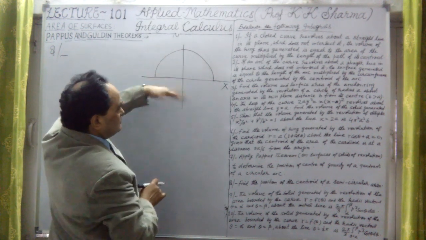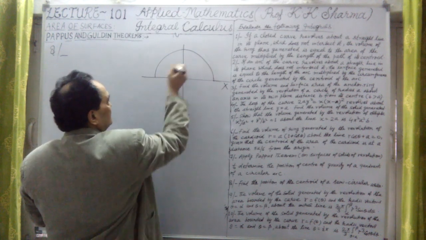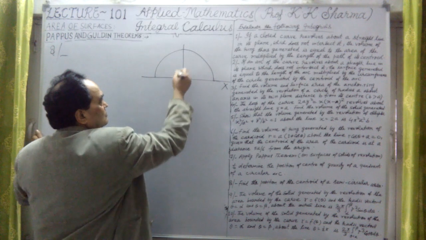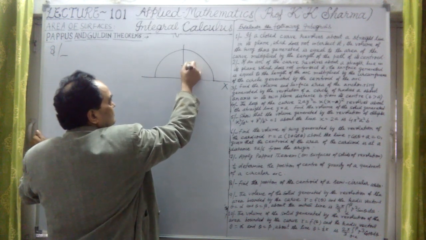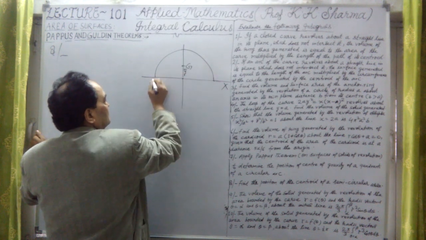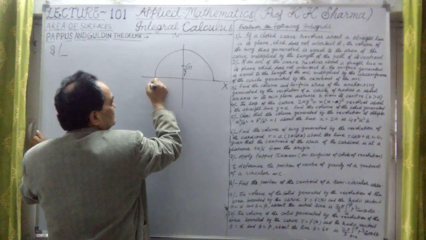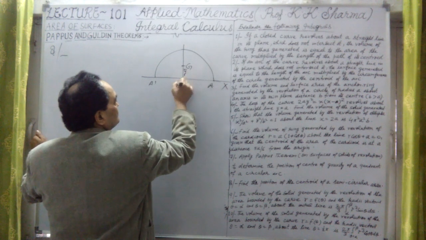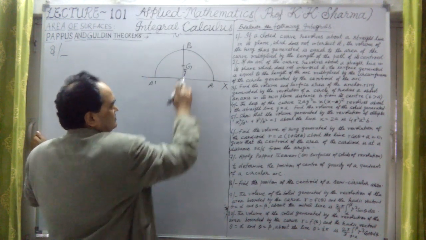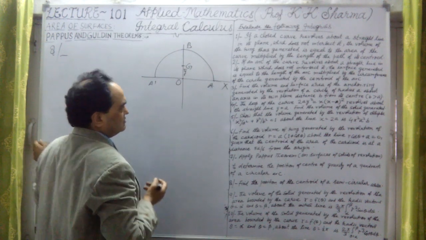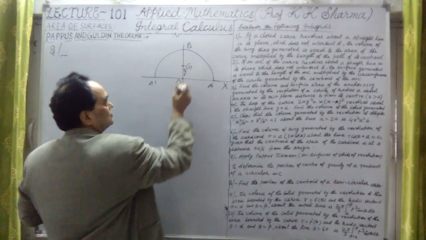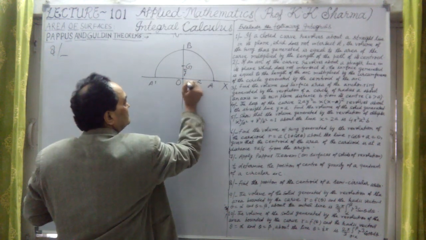Now if this semicircular area is revolved about this line, then the centroid will lie here. The centroid is G here. Let me take this y bar. This is suppose A dash, this is A, this is point O, and let me take point B here. So we can take the semicircle like this, no doubt about that. Then let me take this radius.